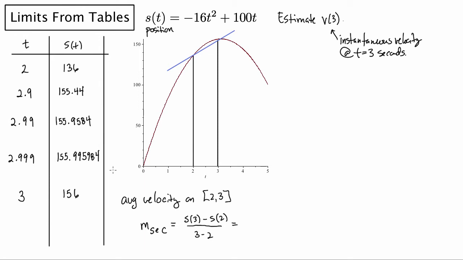And so taking the values out of the table, we've already calculated using this function the values of S of t at several values here. S of 3 is 156. And the position at time 2, which would be the height in this case, is 136. Let's just say feet per second is the units here. So 156 minus 136 feet over 3 minus 2. That leads to a total of 20 feet per second.